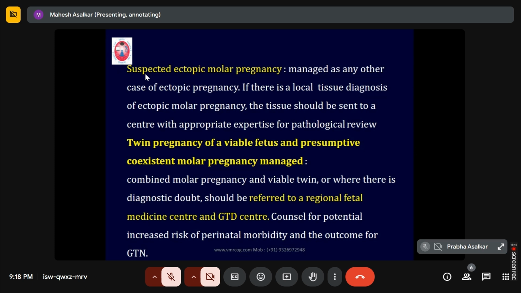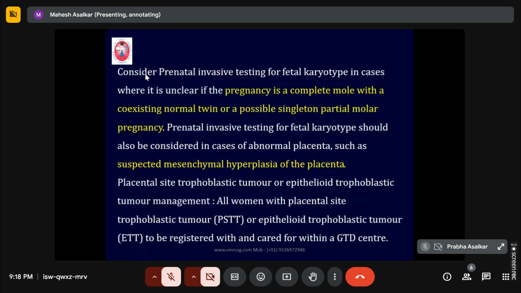Okay, so you can have a twin pregnancy where there is one viable fetus and the other can be a molar pregnancy. These patients require referral to the fetal medicine center and the GTD center. So both referrals are indicated over here. Okay.